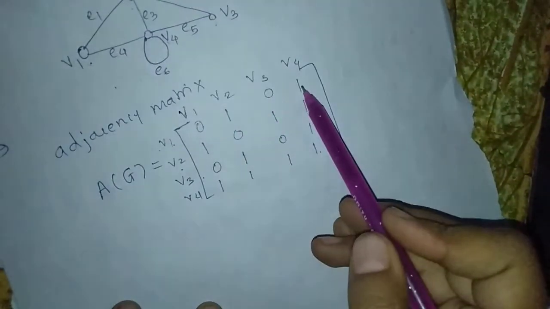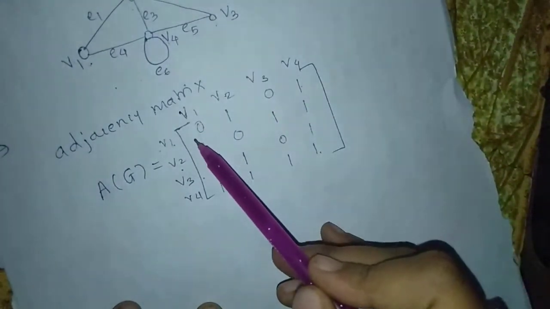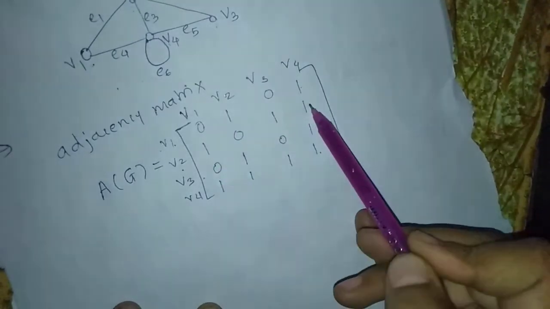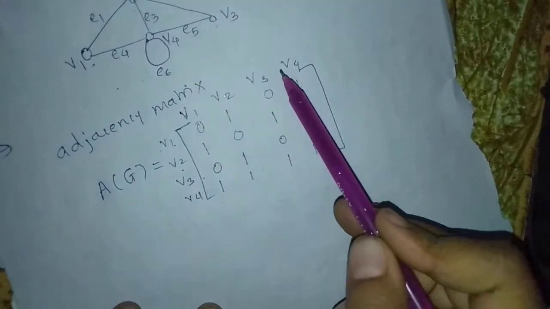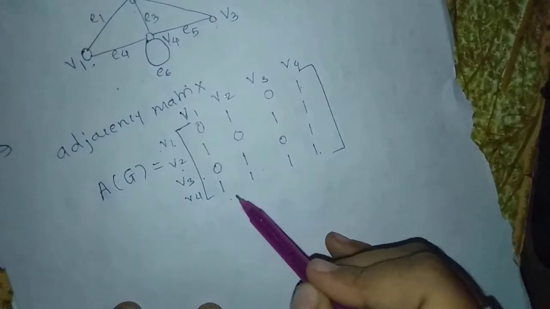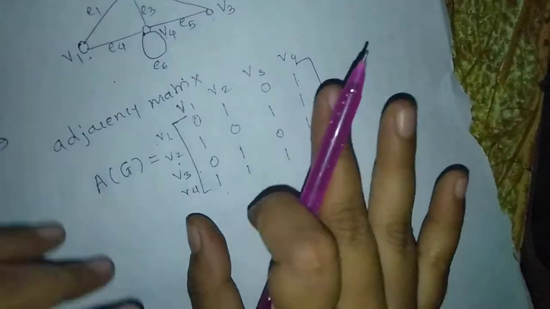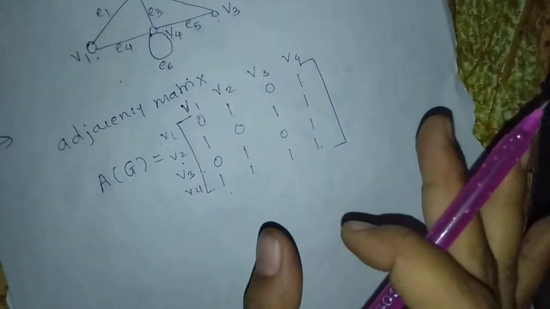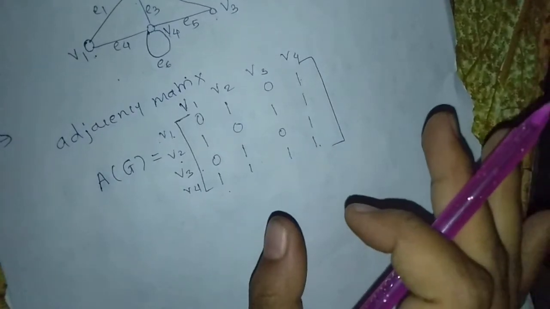So you can see that this matrix is a symmetric matrix: first row, first column; second row, second column; third row, third column; and last row, last column. So this matrix is a symmetric matrix. And next, the incidence matrix.